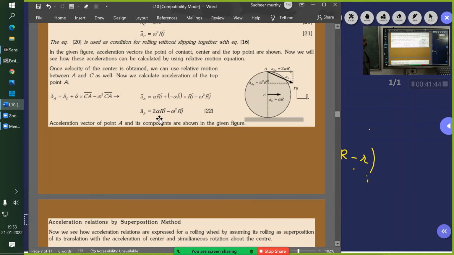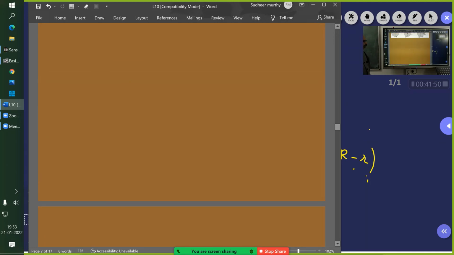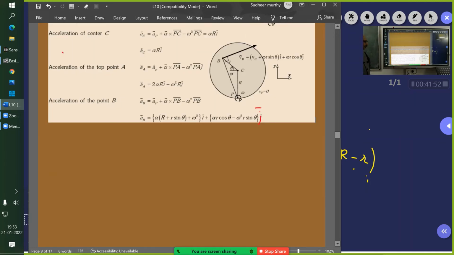Sir, can you please scroll down? See, the second term is correct. The first term, one omega square, is coming extra. So it should not come, but with r minus omega square. There is no omega square in I.